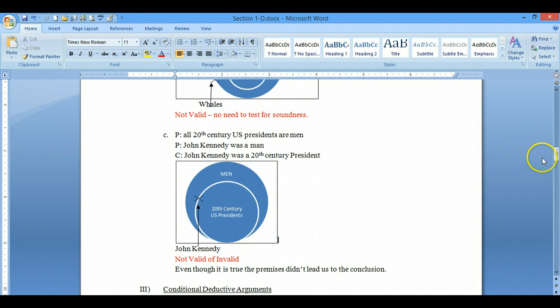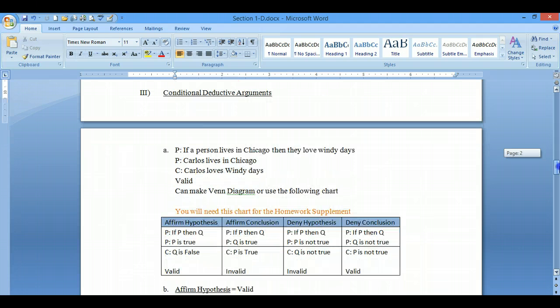All right, let's move on to Roman numeral 3. Conditional deductive arguments. Remember what a conditional was? That was in the last section, 1C. Conditional is if and then. So conditional deductive is going to be an if and then within a deductive argument. Remember deductive? I'm going from general, put your hands shoulder width apart, and I'm leading to a conclusion.